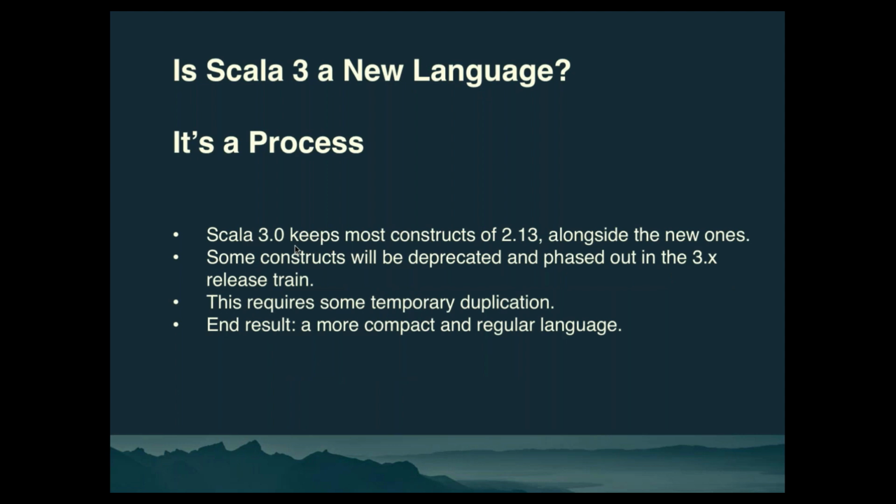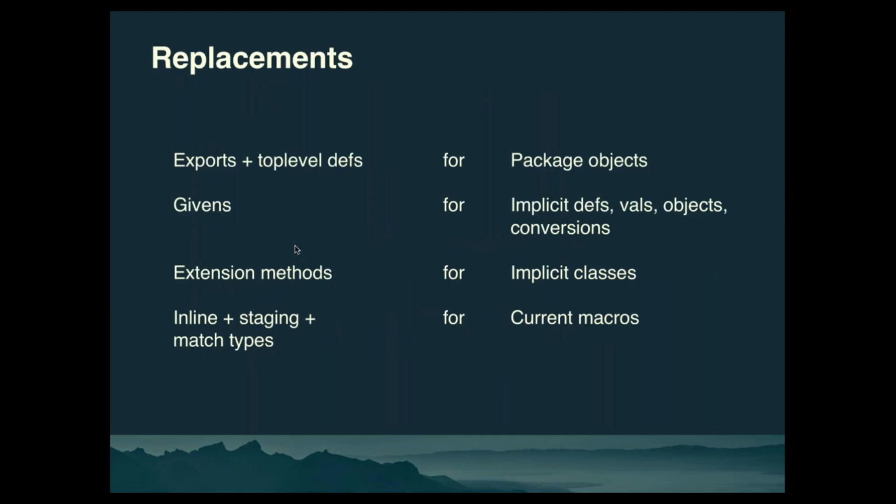In Scala 3, we keep most of the constructs in 2.13 alongside the new ones. And that means that for Scala 3.0, not that much will really change or has to change. Some constructs will be deprecated in point versions of Scala and will be phased out in the long run. So that also means that we will have some temporary duplication in the language. For some time, both old constructs like implicits and new constructs like givens will be part of the language. But as we hopefully phase out the old constructs, we will achieve hopefully as an end result a more compact and regular language.